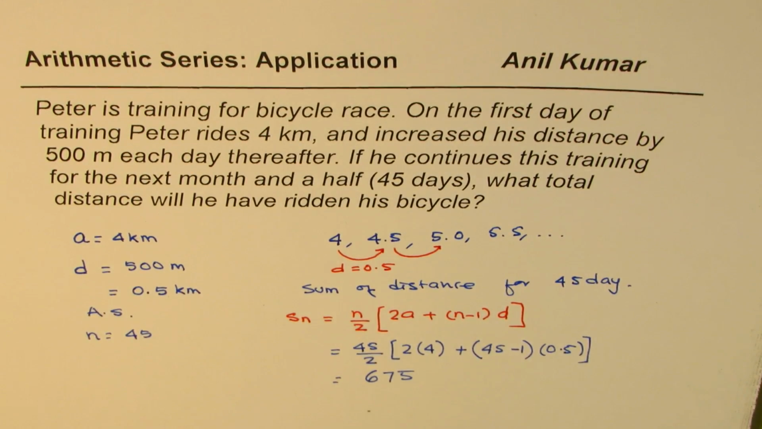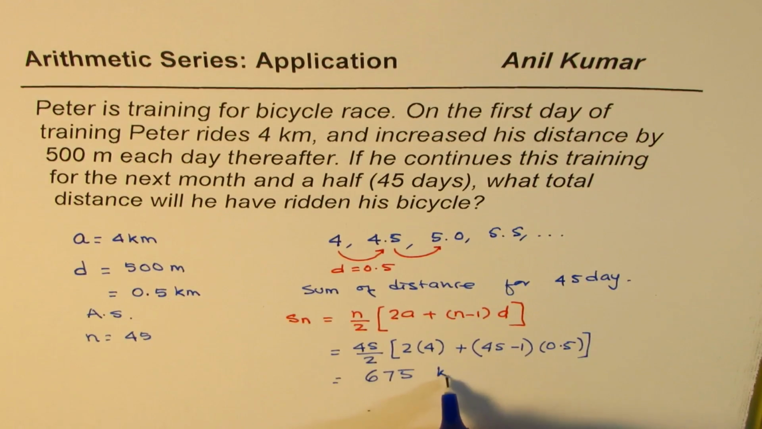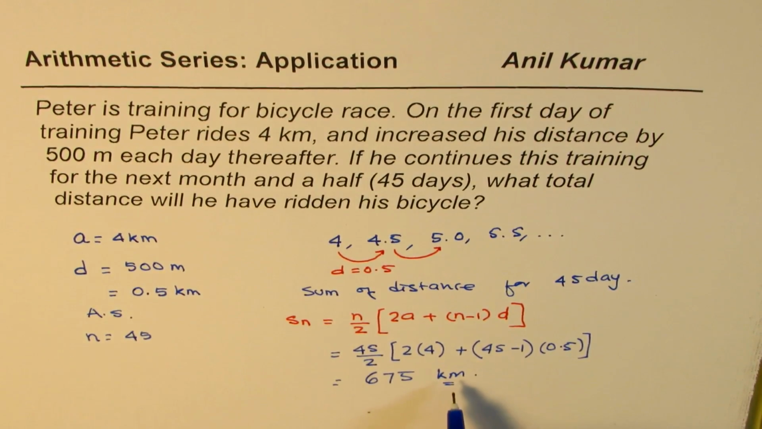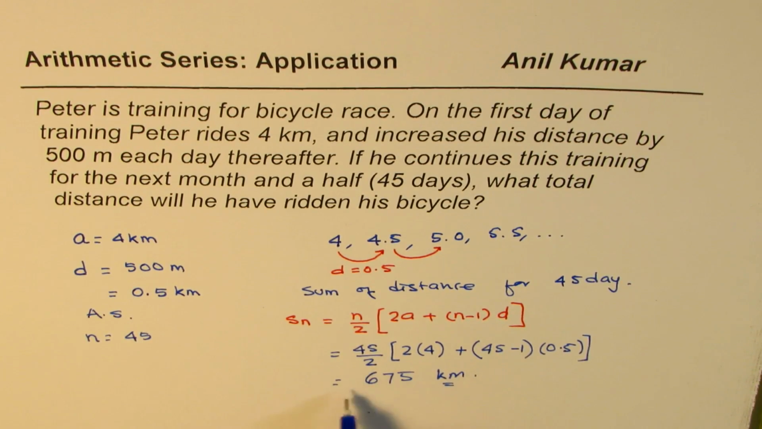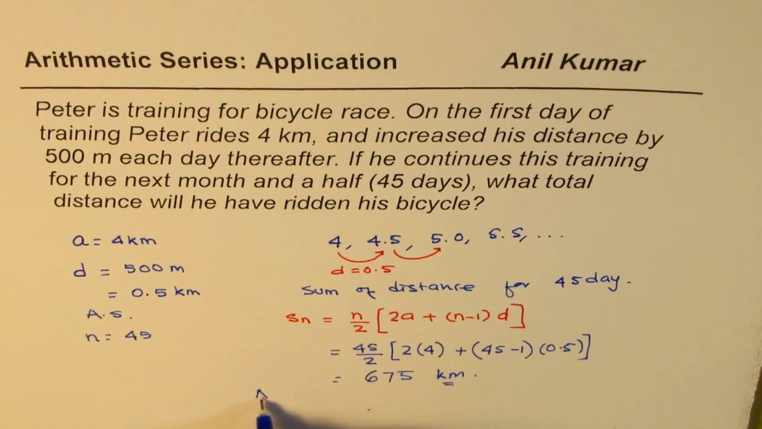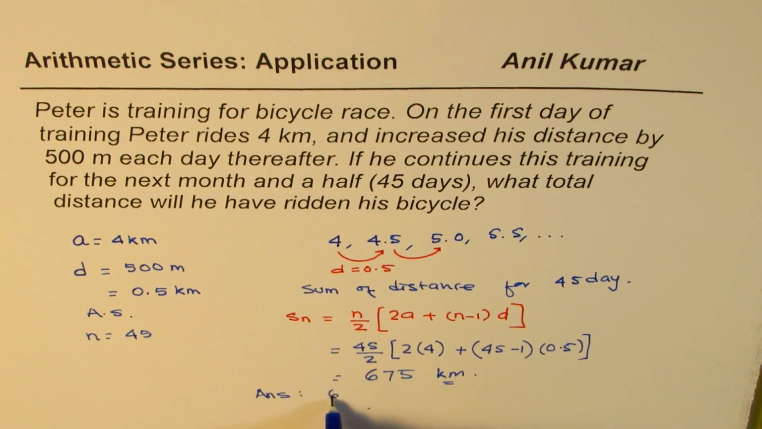So the unit for us is 675 kilometers. That is the total distance which Peter is going to ride during the training period of 45 days, right? So we get the answer as 675 kilometers.